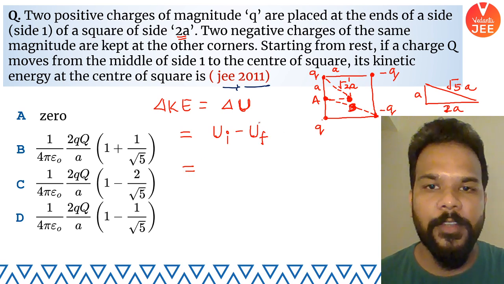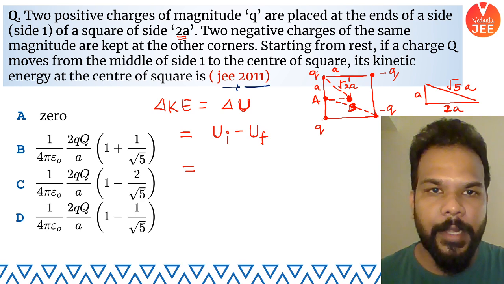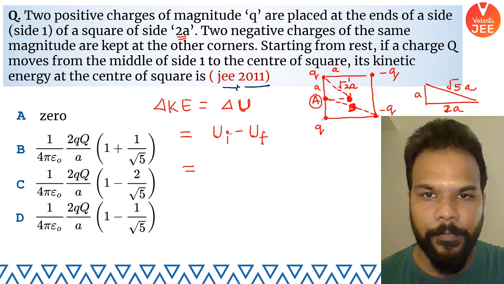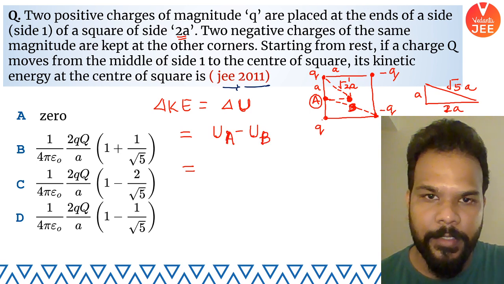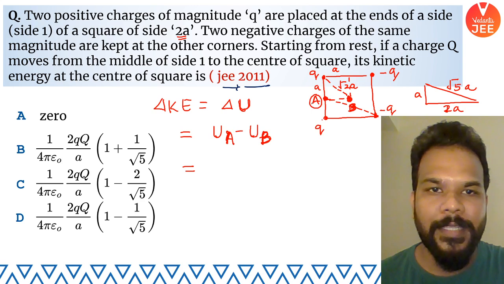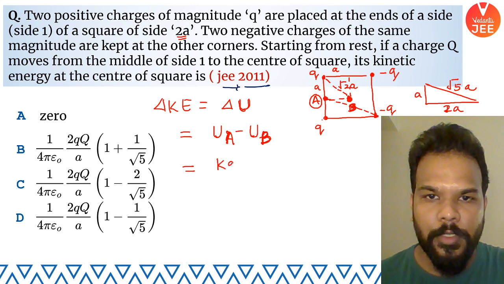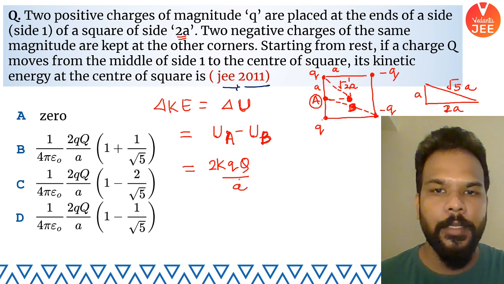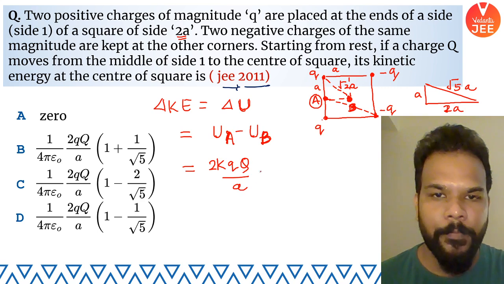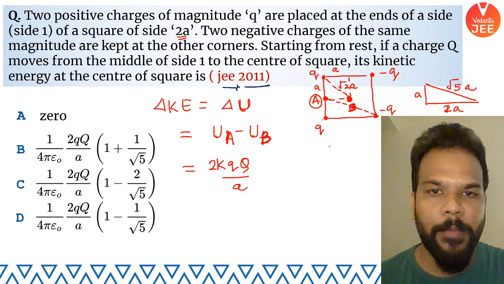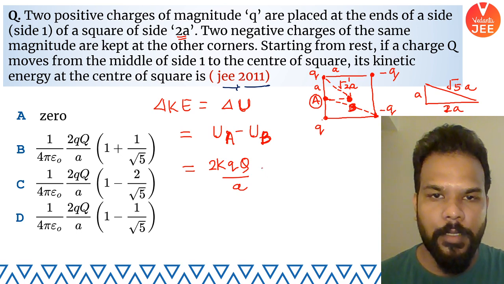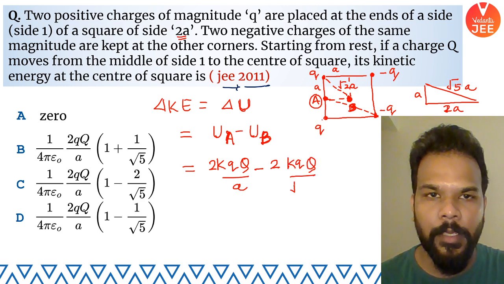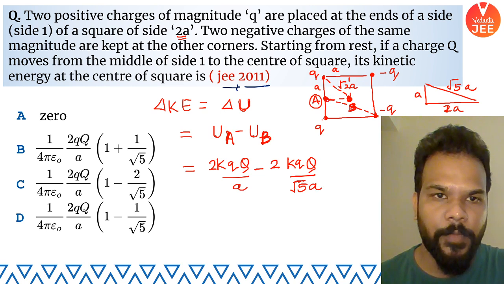Now let's write down the initial potential energy. For the small q charges, the initial is UA and the final is UB. When the charge capital Q is placed at A, the potential energy stored with the two positive charges is 2kqQ by a, and the potential energy stored with the minus q charges is negative, and again two charges are there, so that is kqQ by root 5a. This gap is root 5a from here till here.